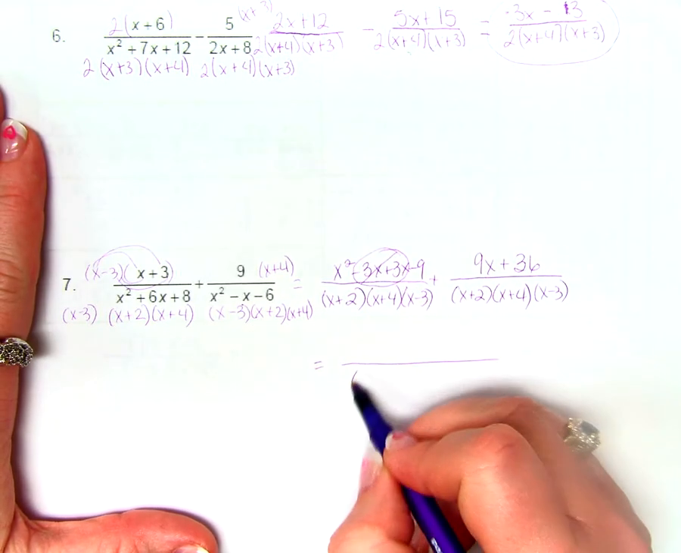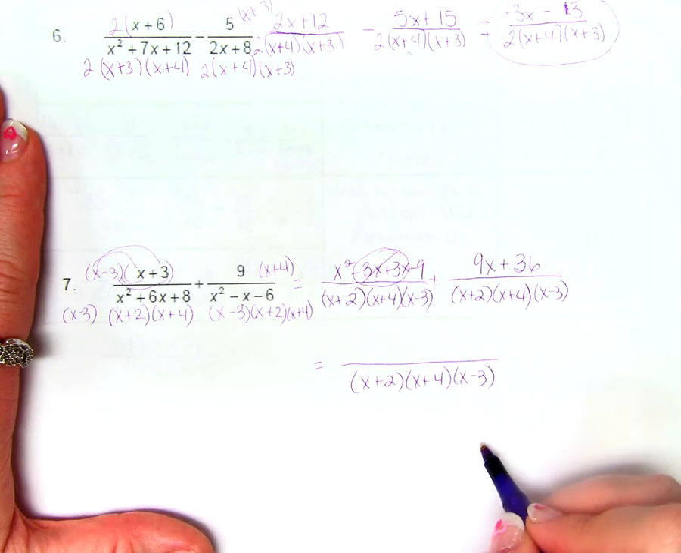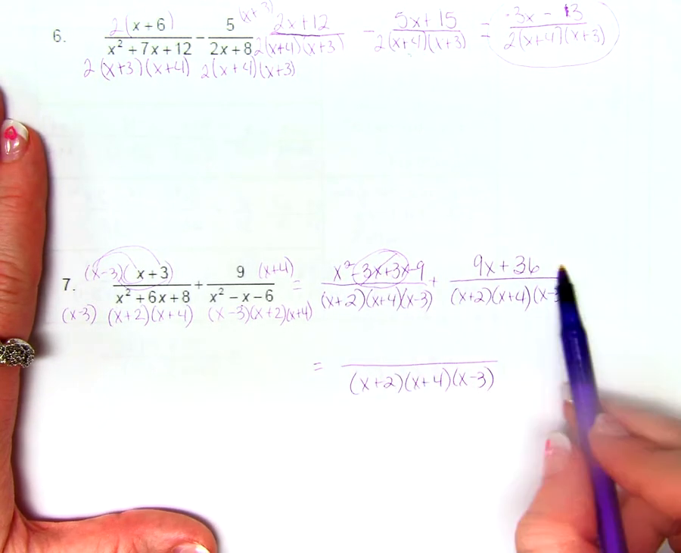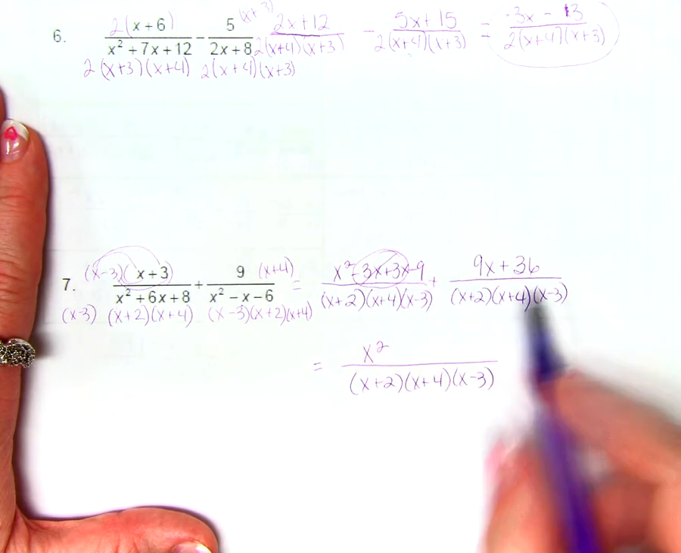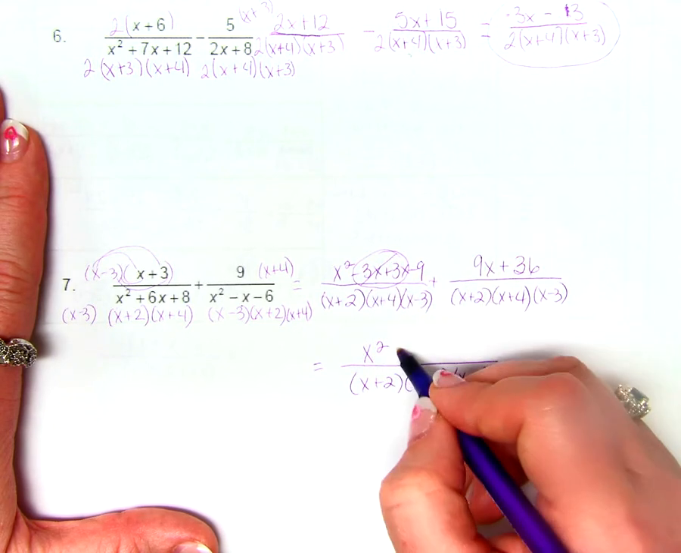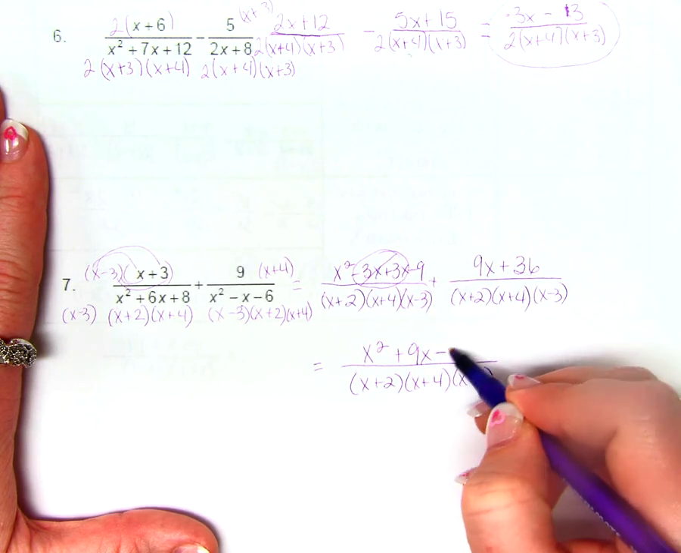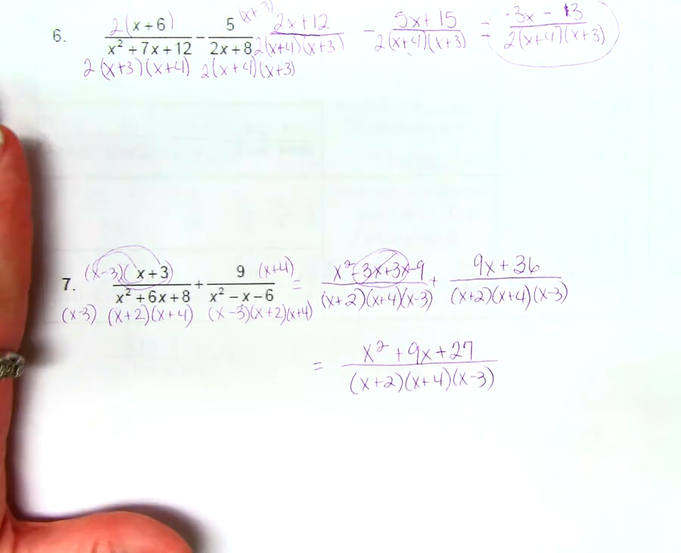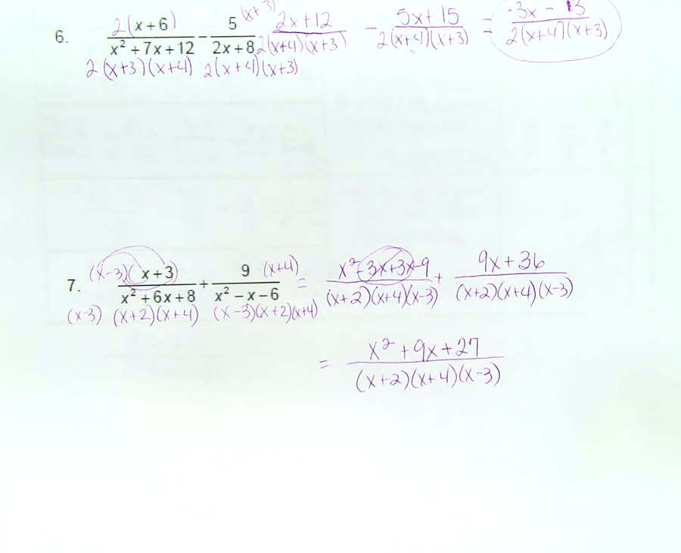Now I have a common denominator, which is x plus 2, x plus 4, and x minus 3. And in my numerator, what do I get? X squared. There's not another x squared to combine anything with, so I just get x squared. I already know that's 0, and I just have 9x. And then I have a negative 9 plus 36. Plus 27. Can I factor that at all? Can you think of two numbers that multiply to be 27 and add to be 9? I can't. So that's just done right there.